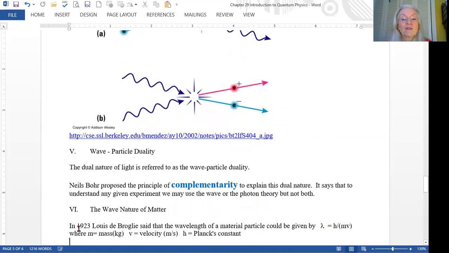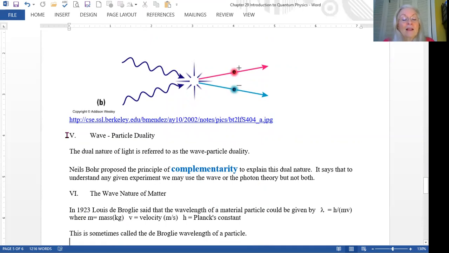So what does that leave us with? That leaves us with something called the wave-particle duality. We think that light acts both like a wave and a particle, that in some experiments you can explain it as acting like a wave. In some you explain it as acting like a particle. Niels Bohr proposed what's called the principle of complementarity to explain all this dual nature. He said to understand any given experiment, so any one experiment, you can use the wave or the photon theory, but you can't use both at the same time. You can't use both to explain a single experiment. You have to pick.